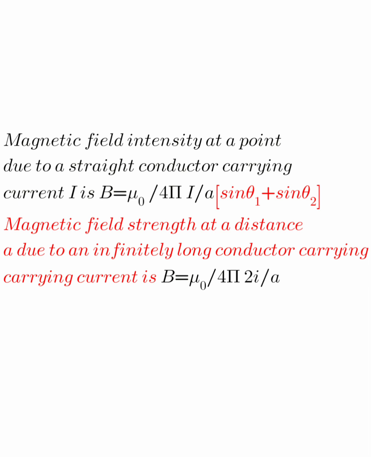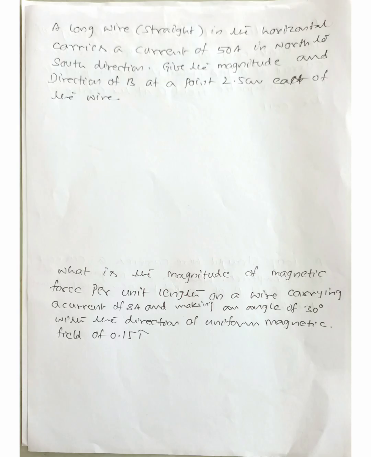Now we are going to see different problems based on this formula. A current of 50 amperes flows in the north to south direction. Find the direction and magnitude of B at a point 2.5 centimeters east of the wire.